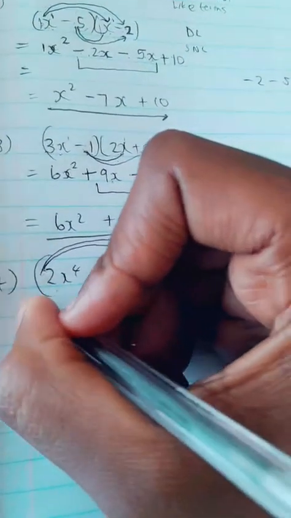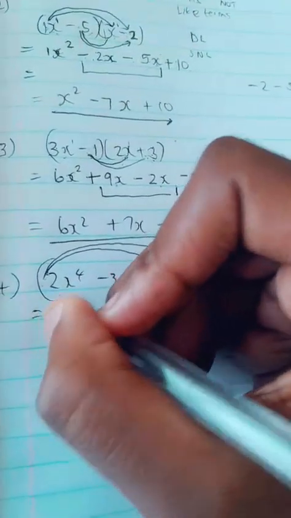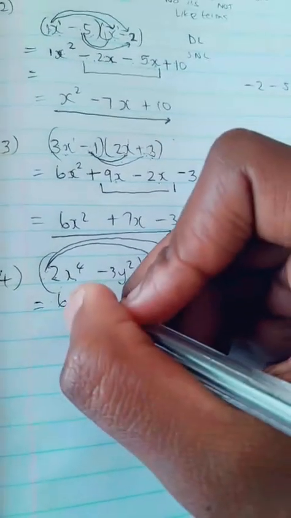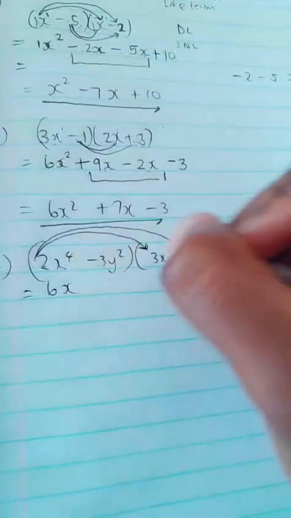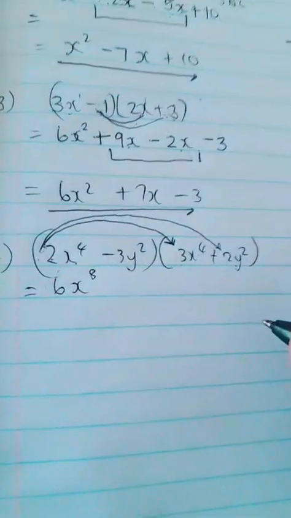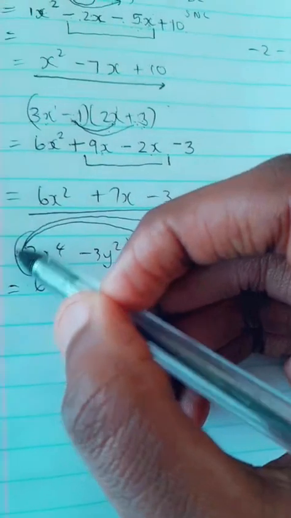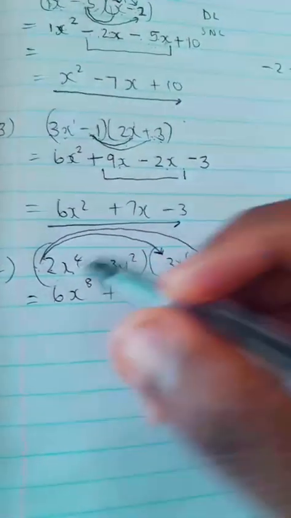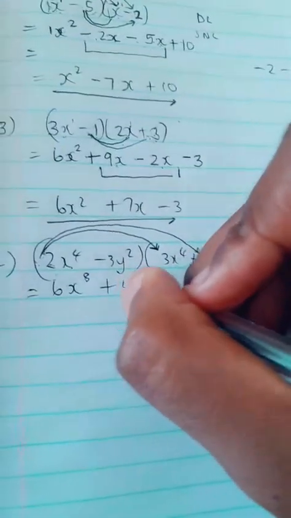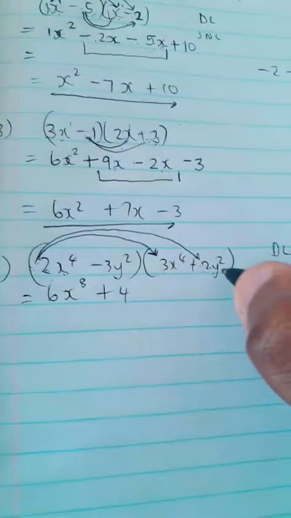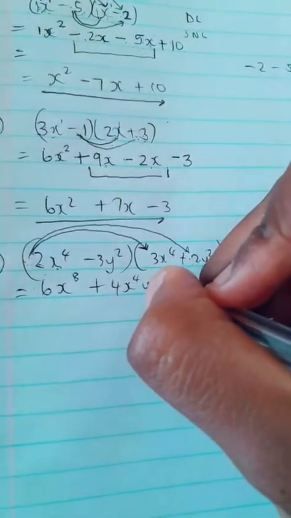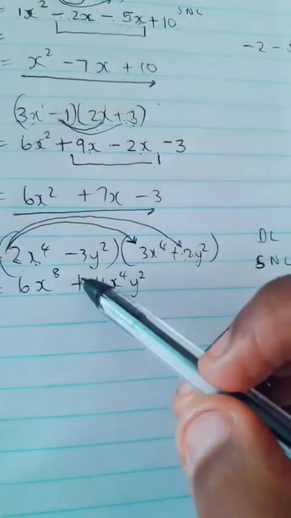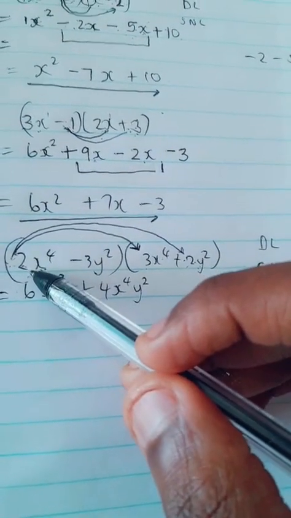So let's go. Sign, number, letter. Positive times a positive is positive. 2 times 3, the number, is 6. X to the power 4 times x to the power 4: we keep the base and add the exponents. What's 4 plus 4? It's 8. Then 2x to the power 4, we multiply by the last term. Positive times a positive is positive. Number, 2 times 2 is 4. Letter, x to the power 4 next to y squared.